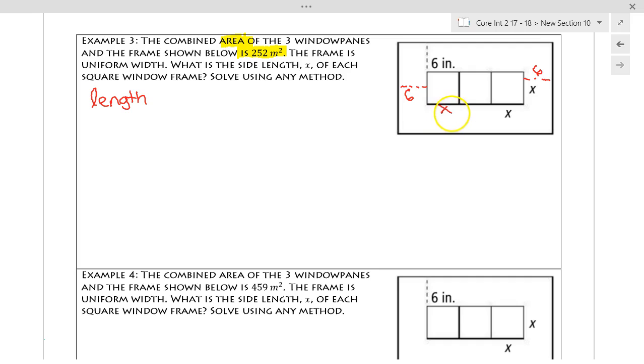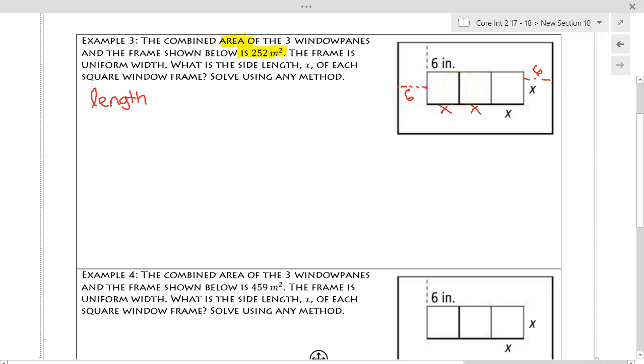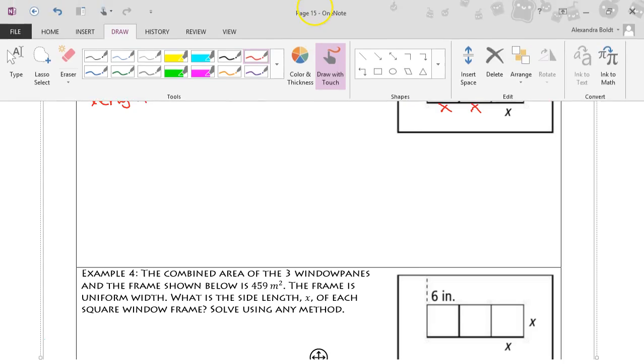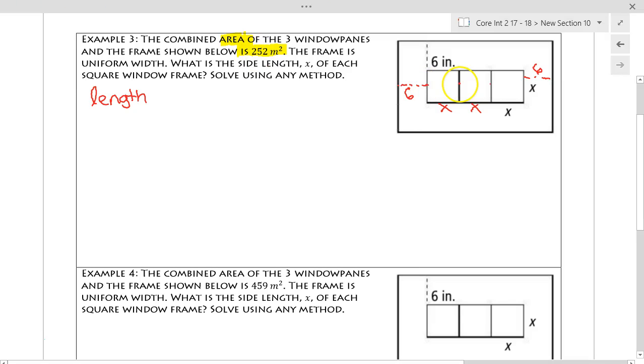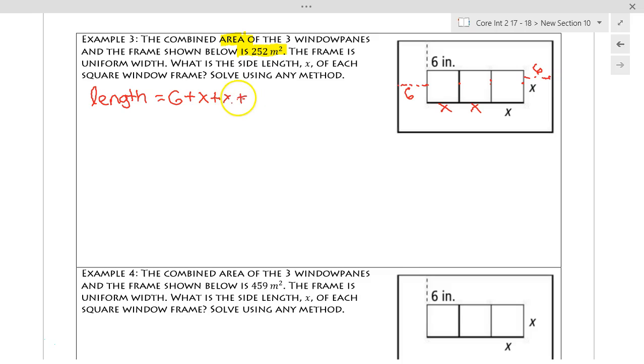Each of these little frames is X. So if I look here, I pass through 6, then I pass through an X, right? Then I pass through another X, another 6. So for my length, I have 6 plus X plus X plus X plus 6. Okay? What does that equal? Well, I have 1, 2, 3 X's, and 6 plus 6 will give me 12.